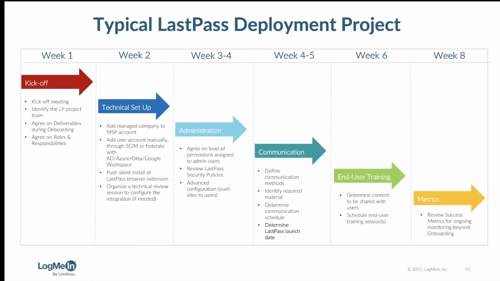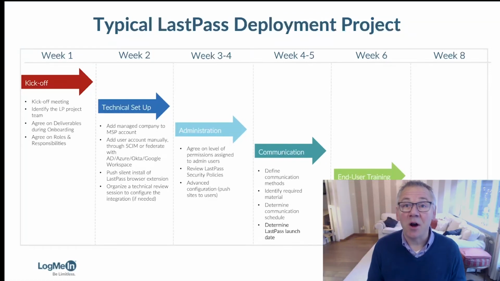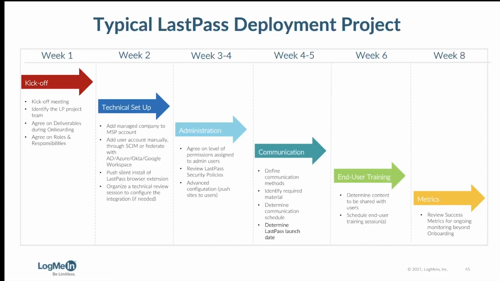This all starts with a game plan or a LastPass deployment project plan. We normally see this take place in 6 discrete steps, taking between 5 to 10 weeks. The first 3 steps are the meat of the technical implementation. This includes all of the critical project kickoff steps, followed by a technical setup and the details of administration. The next 2 steps focus on end user adoption. In my mind, these are the most important 2 steps that will determine the long-term profitability of your LastPass business.